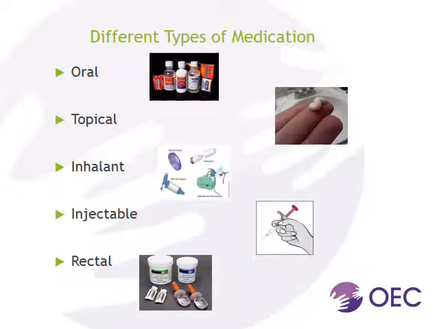Injectable medications are liquids that are put into the body, usually with a needle, which pierces through the skin. Some examples of injectable medications are EpiPens, insulin, and glucagon. Lastly, we have rectal medications, which are generally in the form of a suppository or enema, which is inserted directly into the rectum.